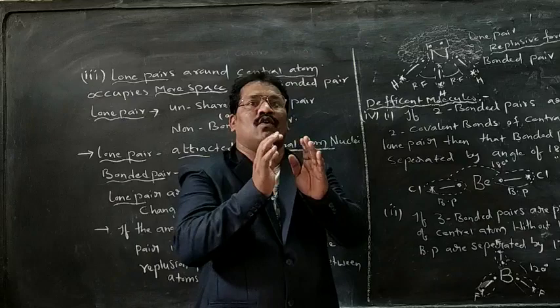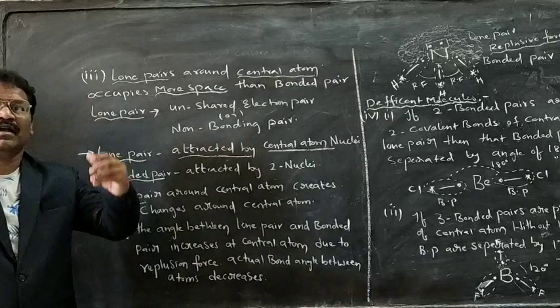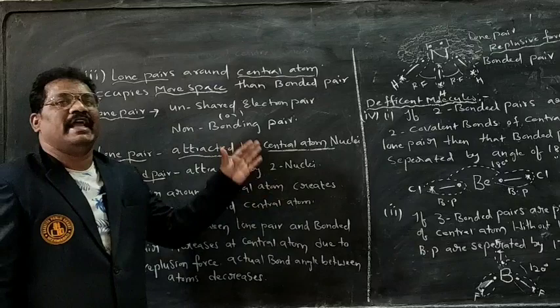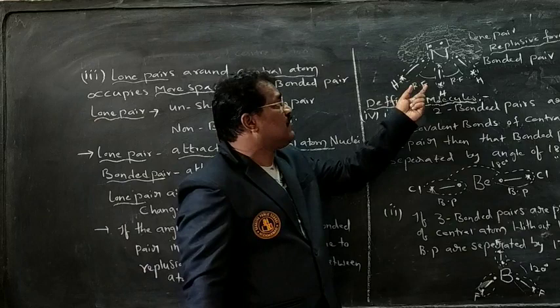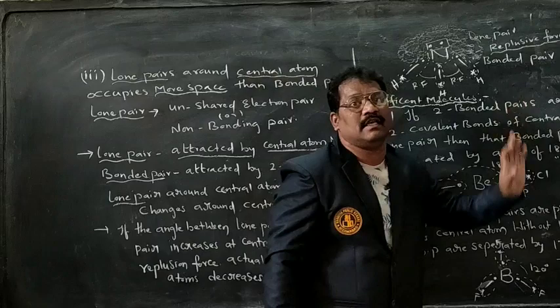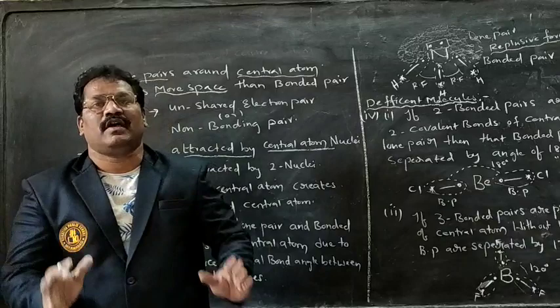Means what? It gets changed and attains a new shape with a different bond angle. That is the concept which we will explain within this third point. As it is in a different shape, what does it mean? The force of repulsion between bonded pairs is decreasing, and the force of the lone pair acting upon the bonded pair is increasing. Due to that reason, the actual shape of the molecule can get disturbed or changed and form a new shape of the molecule.